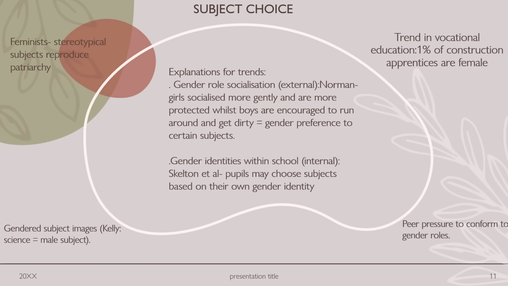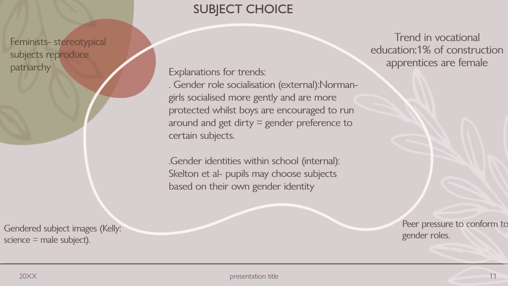Alright, then next slide is about subject choice and why specific genders pick specific subjects. One explanation for a trend which is external is gender role socialization. Norman talks about this and he says from early ages, girls are socialized more gently and are more protected, while boys are encouraged to run around and get dirty. This is done from a young age, so this already causes a gender preference to certain subjects without them even knowing.